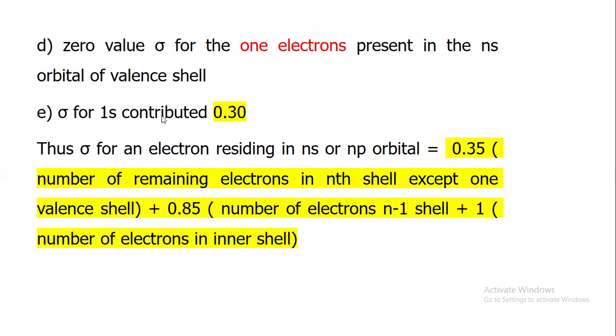Sigma for the electrons residing in the shells is contributed as 0.35, 0.85 and 1.